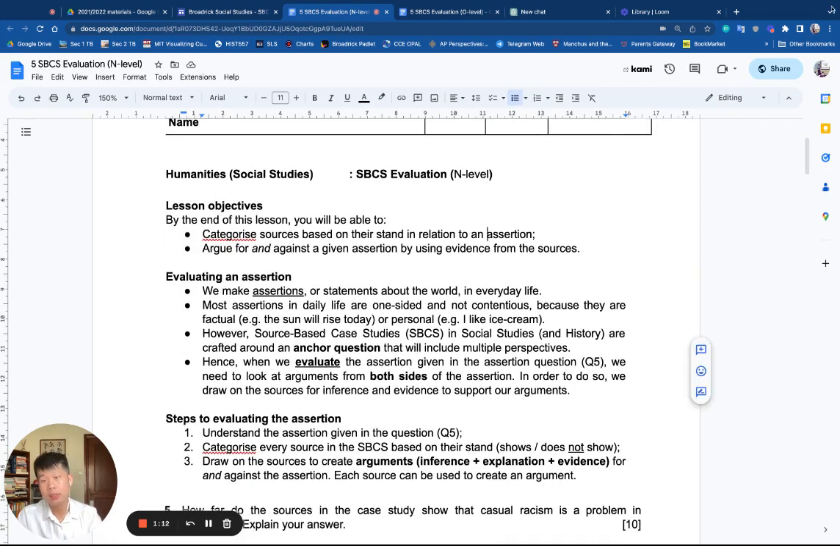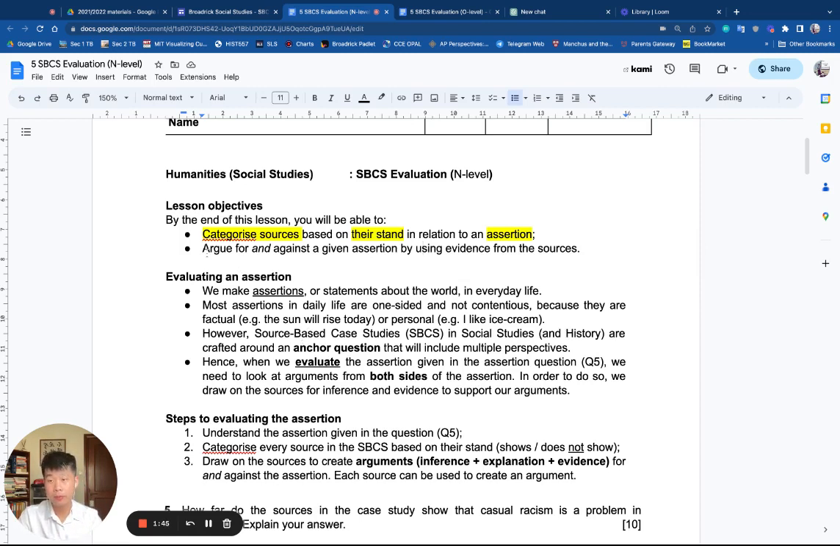By the end of this lesson, you will be able to categorize sources, please highlight, based on their stand, please highlight, in relation to an assertion. So there are three components to this objective. There's a categorizing component, there's a stand component, and there's an assertion component. What does that mean? The first question you want to ask yourself or ask me is, what is an assertion? And I'm going through that in just a bit.